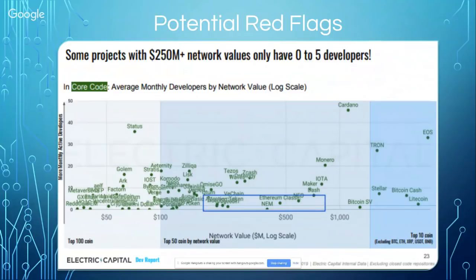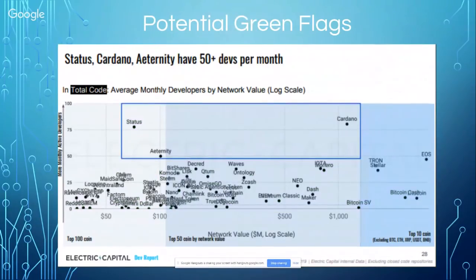If we flip to the next page, we'll see some potential green flags. I hadn't heard much about Status since their ICO. I believe it ICO'd in 2017, don't quote me on that, but they raised quite a bit, over $100 million if I'm recalling correctly. That's a ton of money to raise, so it's not surprising that they have a large number of developers pumping out total code. But as we said, that's not necessarily the core code; total code could be a lot of developers building on top as well.